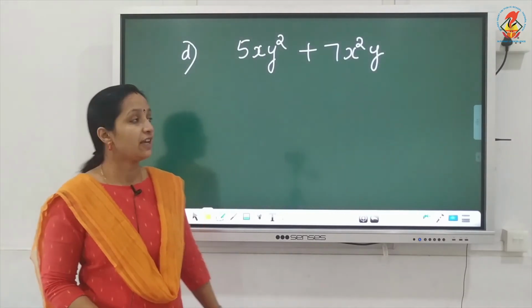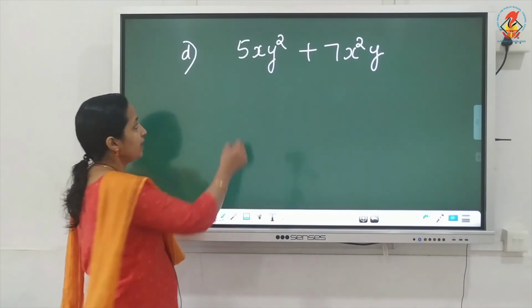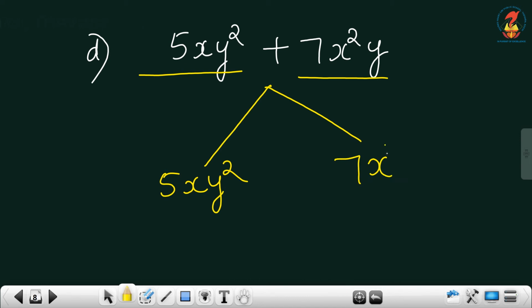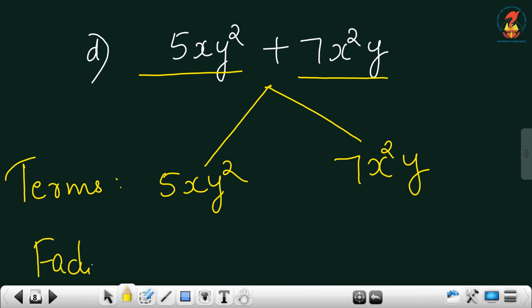5xy square plus 7x square y. You can see how many terms there are. This is the first term and this is the second term, so there are 2 terms. Which are the 2 terms? 5xy square and 7x square y. These are the 2 terms of this expression, and we have to write the factors. Which are the factors of 5xy square? 5 is a factor, x is a factor, y square means what? y and y. So just use a dotted line for representing factors.